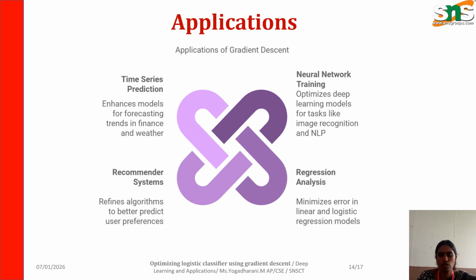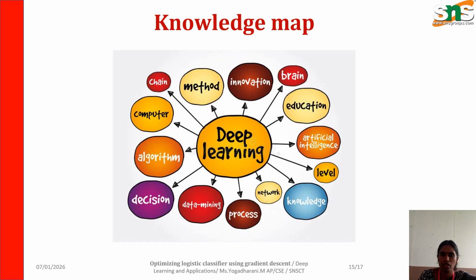Applications of gradient descent in optimizing logistic classifiers are widely used in medical diagnosis, fraud detection in finance, spam filtering in email, and risk prediction systems. Even deep learning models use gradient descent for training. And this is the mind map of optimizing a classifier using gradient descent.